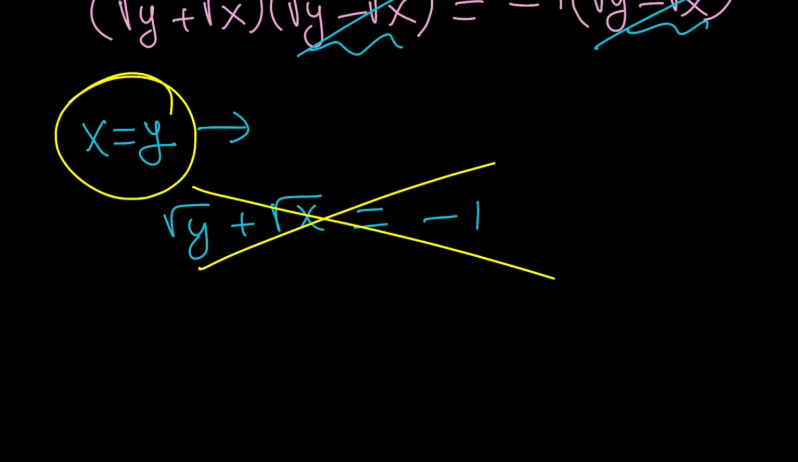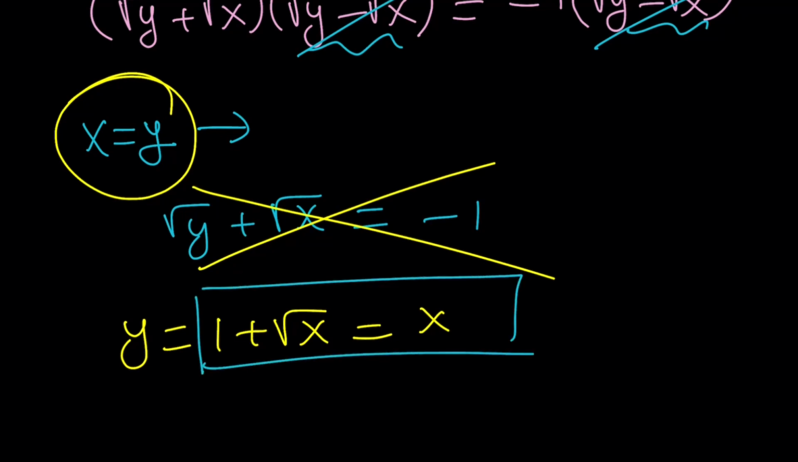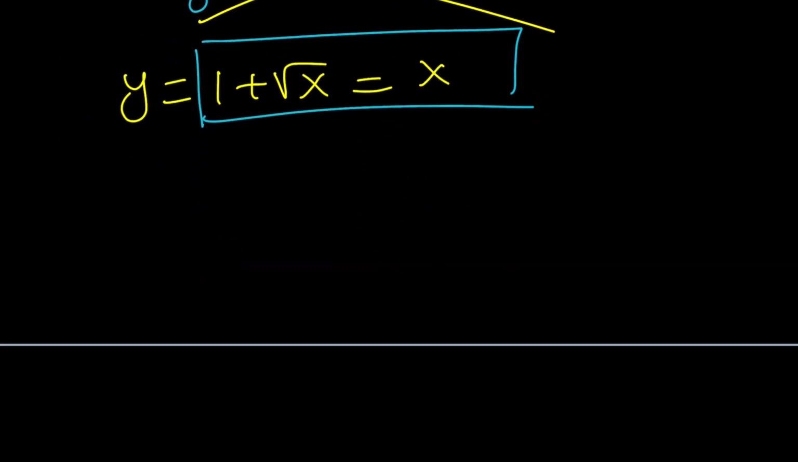But what is y? y is 1 plus square root of x, and that's supposed to equal x. So this is the equation, the very equation you're supposed to solve. And this can be done in two ways. Let's go ahead and talk about 2a and 2b. Okay, this is 2a, this is 2b.